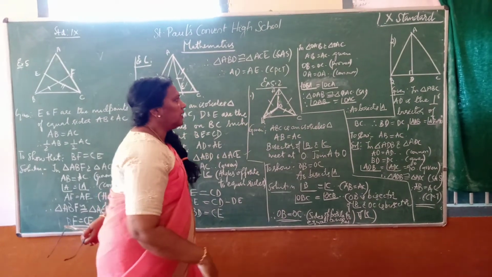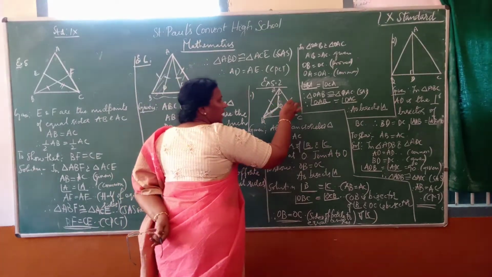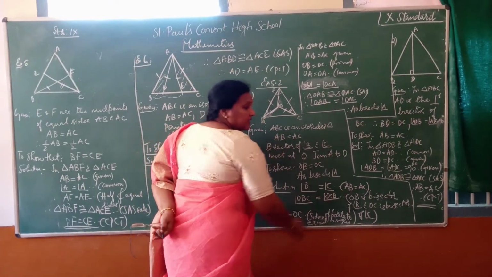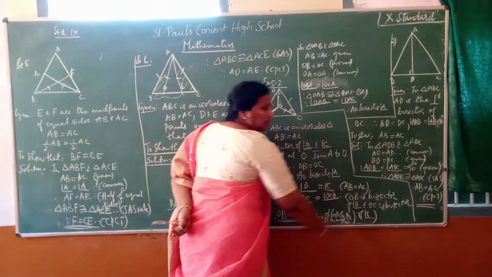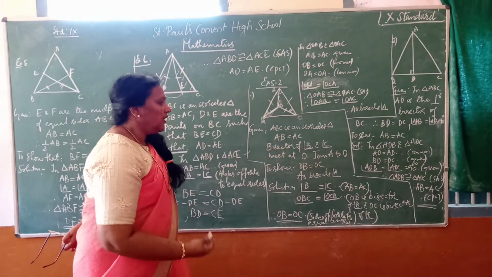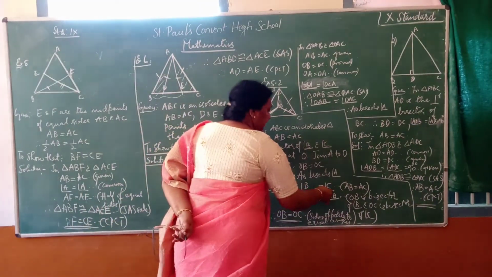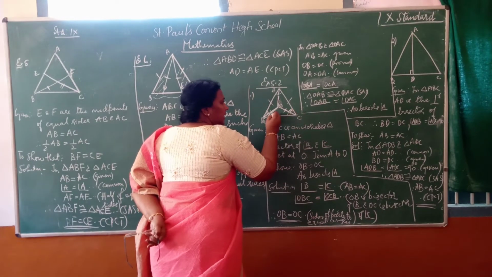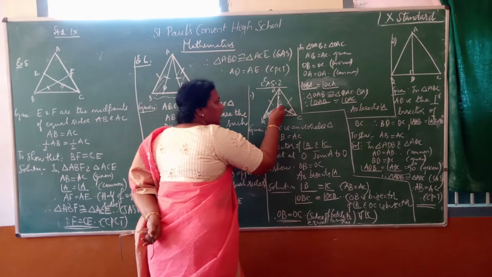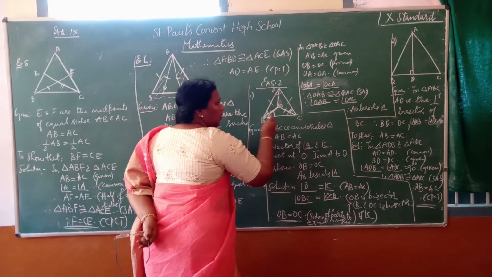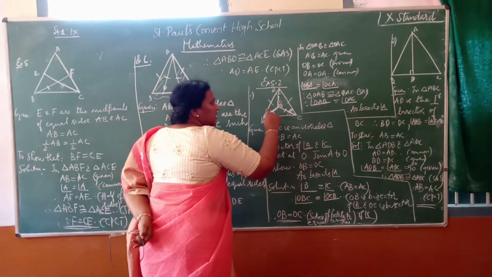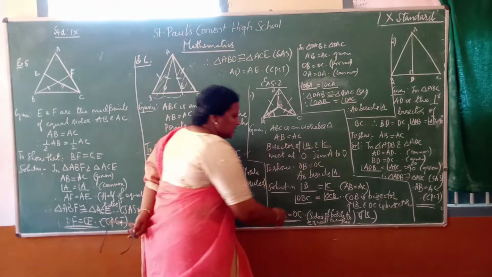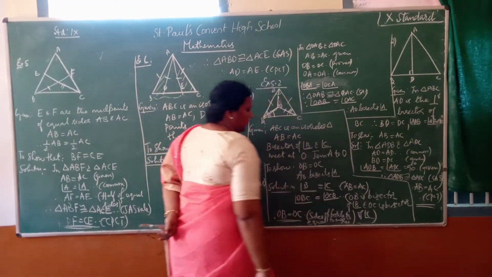Now let me go for it. Since you are told AB is equal to AC, angles opposite to the equal sides are equal, that is angle B is equal to angle C. Why? Because AB is equal to AC. And then when angle B is equal to angle C, I can mention that angle OBC is equal to angle OCB because OB is the bisector of angle B and OC is the bisector of angle C. Angle OBC is equal to angle OCB.